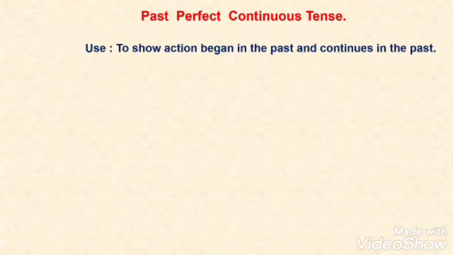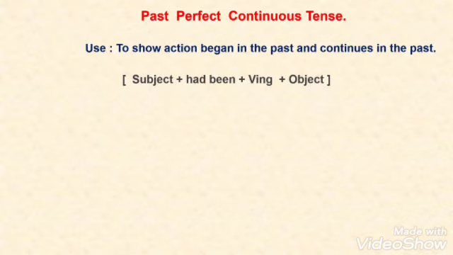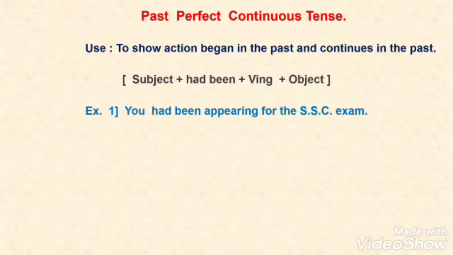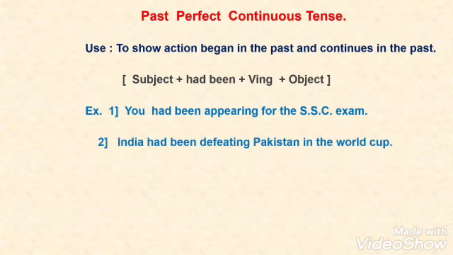And the last is past perfect continuous tense. When to use it? To show an action began in the past and continued in the past. The formula is subject, had been, VING and object. Look at the example. You had been appearing for the SSC exam. You subject, then had been, and appearing means VING. Second example is India had been defeating Pakistan in the World Cup.